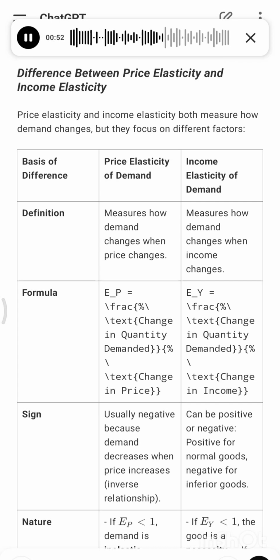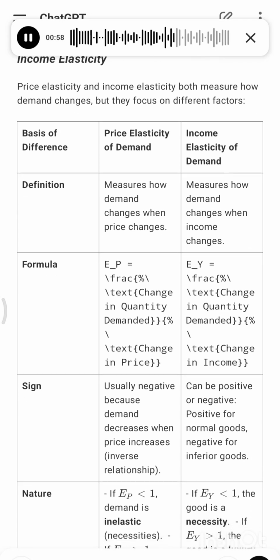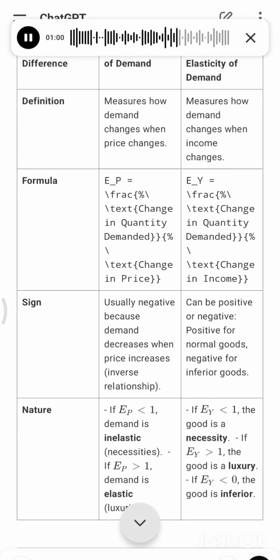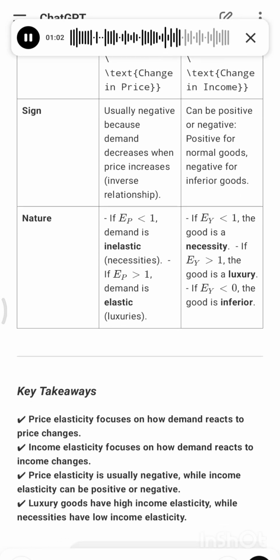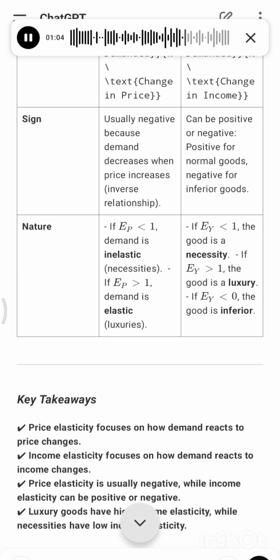Nature: if EP < 1, demand is inelastic, necessities. If EP > 1, demand is elastic, luxuries. If EY is between 0 and 1, the good is a necessity. If EY > 1, the good is a luxury. If EY < 0, the good is inferior.